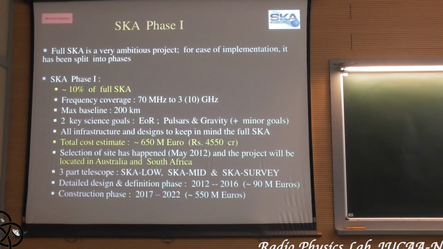Okay, so like I said, 2 phases. Phase 1 is about 10% of that full SKA, which is something within reach with today's technology and computing power and so on. And it will have limited coverage and lower extent, so only up to 200 kilometer baselines, but still quite large. And like I said, costing 600 million euros, located in Australia, South Africa, and this is currently in the design phase.